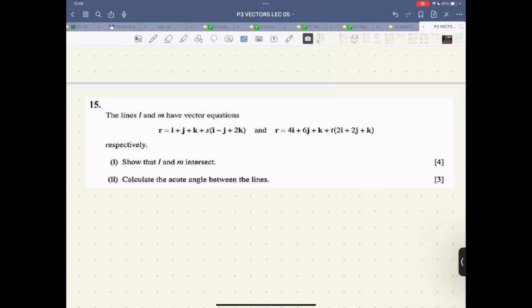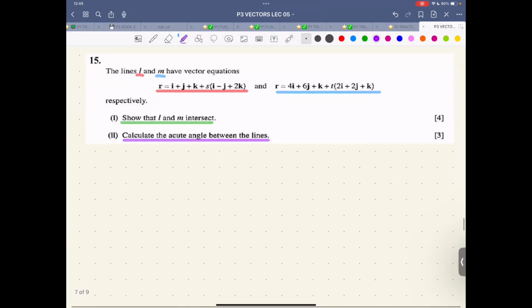So now let's get started with this question. It's a past paper question. The lines L and M, let me highlight: this is one line, this is L, and this is the other line, M. These two lines are there. Show that the lines intersect. They are not asking us for the point of intersection. They are simply asking us to show the intersection, and calculate the acute angle between the lines.